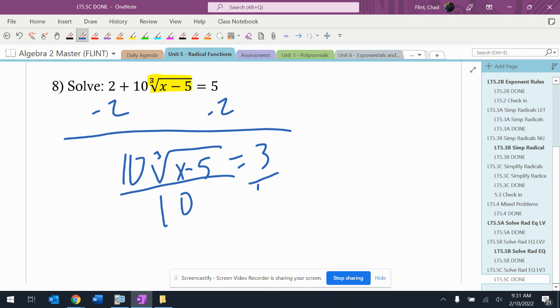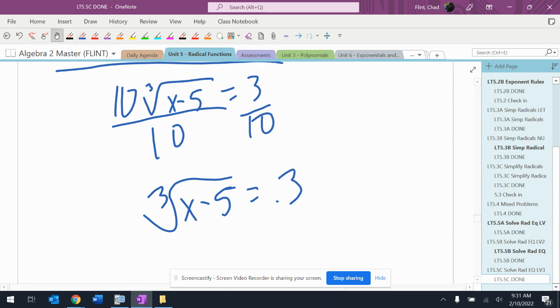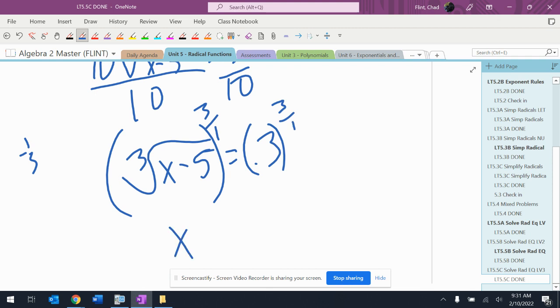I'm going to divide by 10. I'm going to get a decimal or a fraction, whichever I want to leave it as. I'm going to get third root x minus 5 equals, I'm just going to put it as a decimal, 0.3, because it's this decimal that ends. Okay, now this is a third root, so it is a 1/3 power, which means I'm raising these to the 3/1. Okay, I'm going to get x minus 5.